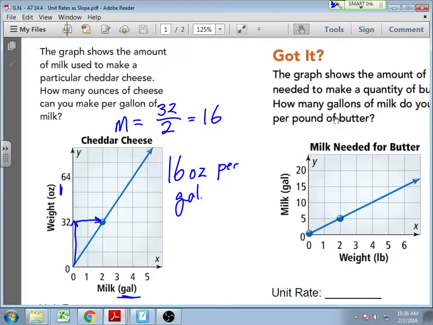Wait, isn't that a pound? Yes, 16 ounces is a pound, but it depends on if you're looking at liquid measurement or weight measurement. That's what's bad about using ounces. But the cheese is a solid, right? So ounces with cheese would be measured in weight. Right, so this is 16 weight ounces per liquid gallon of milk. At the start, it's just milk and then a couple more ingredients to make the cheese. So it's a liquid at the start and then it turns into a solid.